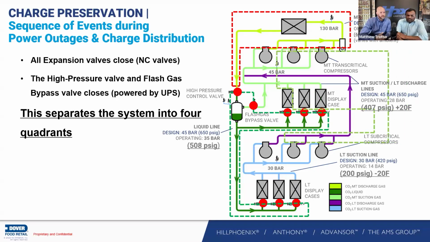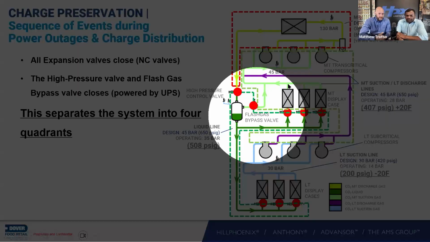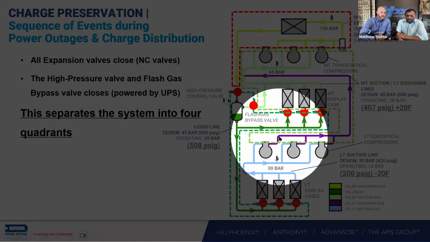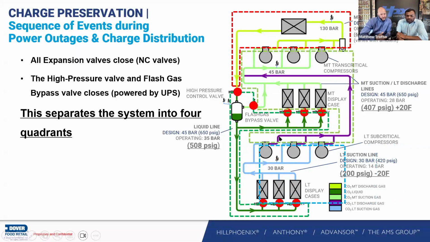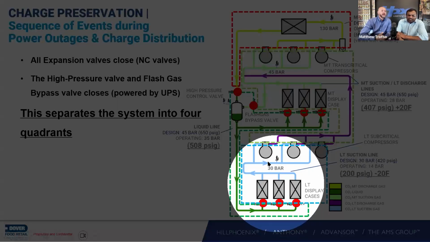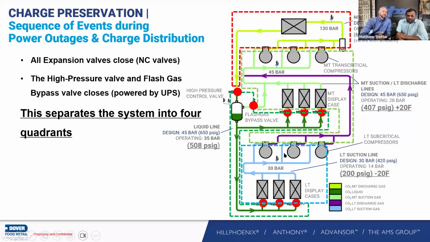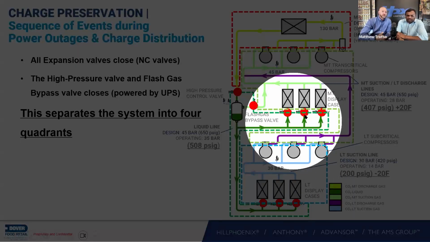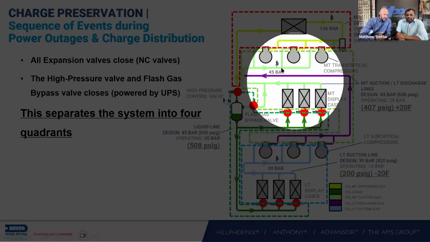The third quadrant is the low temp discharge and the medium temp suction. And the fourth quadrant is the low temp suction and the cases, so it is all the way from the expansion valve to the compressor. Similarly, on the medium temp suction side, it is from the expansion valve to the compressors.